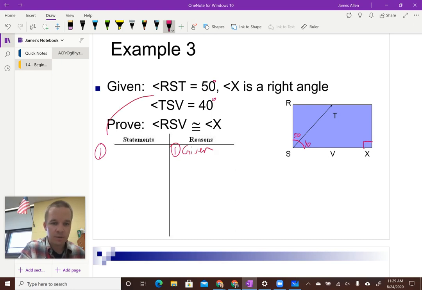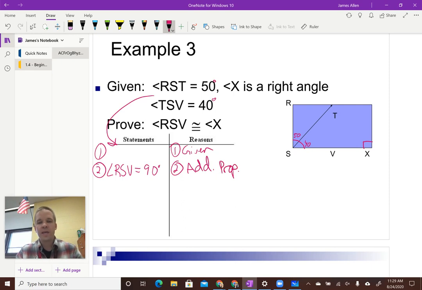To save on writing, I'm just going to draw an arrow down. All right. Next, let's add those two together. Now, the way we do this in proofs, we don't say 40 plus 50 adds to 90. What we're going to say is that angle RSV equals 90 degrees, and then by addition property, add prop. Okay, so what that's saying there is that we added 2 angles together to get 90 degrees. All right, that's built in. If you wanted to add in there that you added 40 and 50, that's cool.